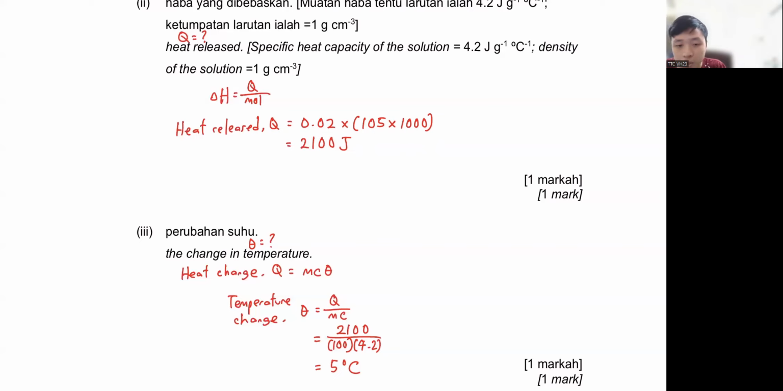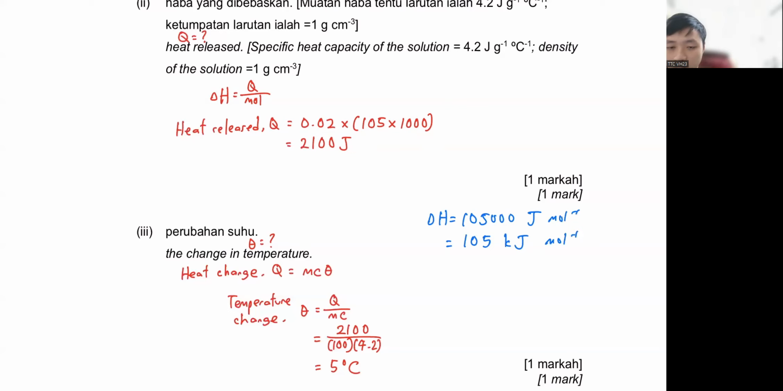Now, E might be a bit of a tricky question. Normally when they ask you to calculate delta H, you calculate delta H equals Q per mole. First step, calculate Q. Second step, calculate the moles. Third step, calculate delta H. Let's say normally when you do it, divide by 1000, you get 105 kilojoules per mole.